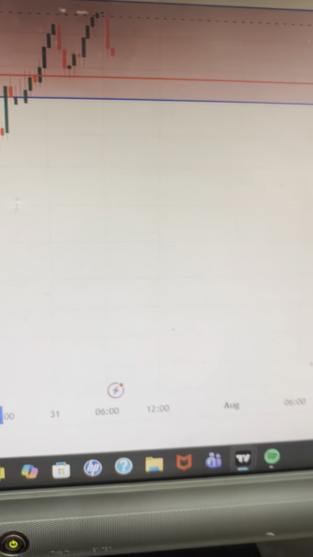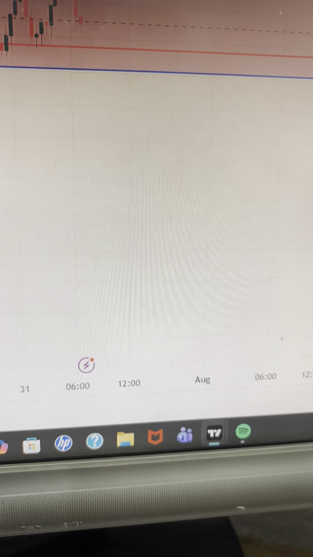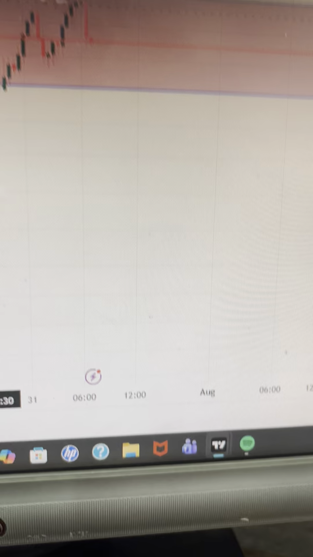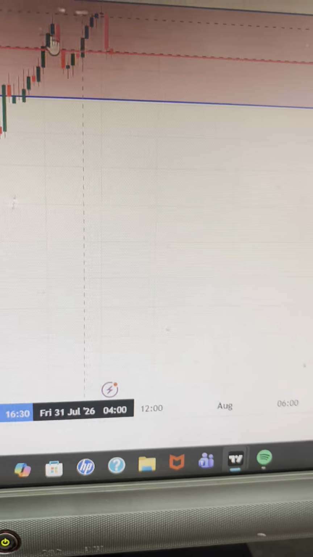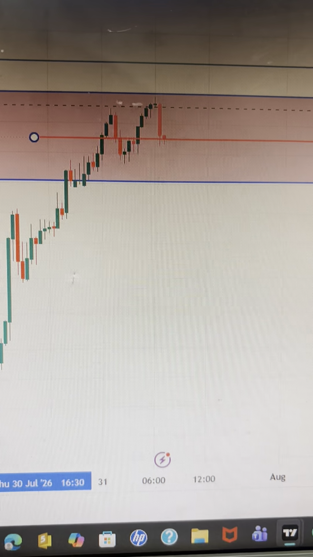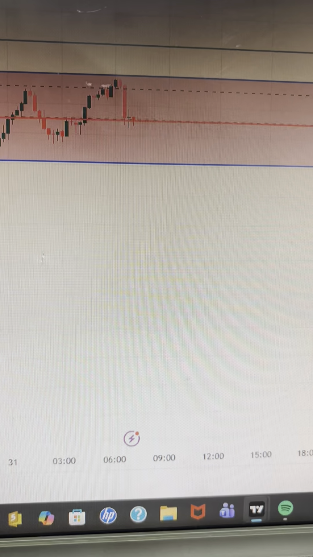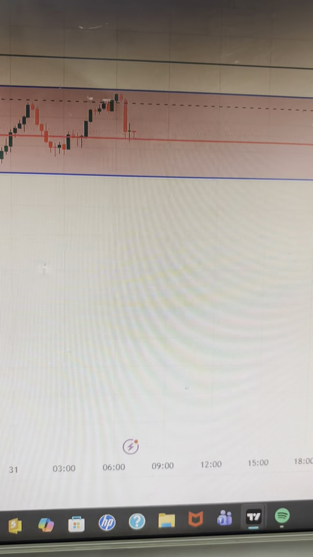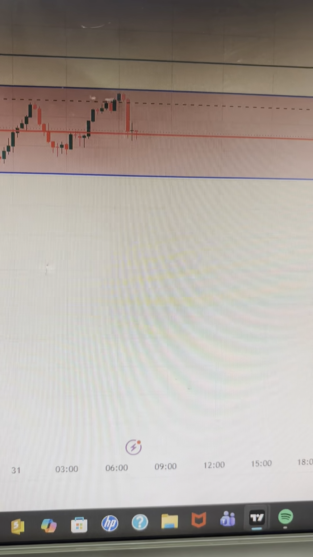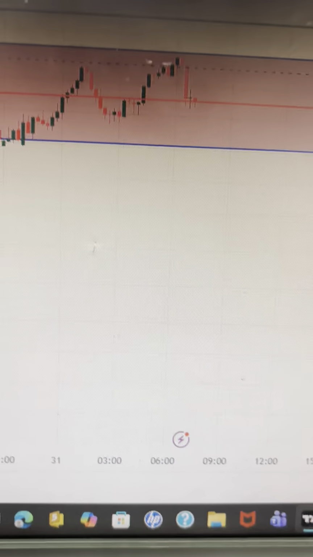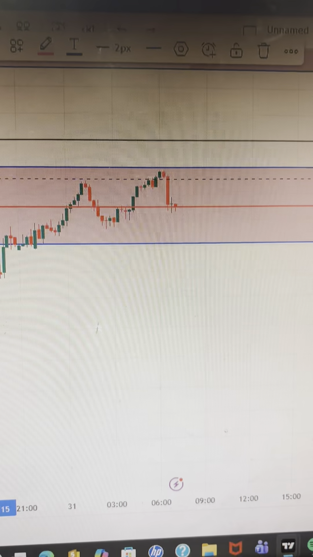So let's see, even on 30 minutes it also failed closing below this level, because it was supposed to close below this level for buys. It failed to do so. Sorry, with my camera. Let's check 15. It also failed to close below this level. So we're still bullish. And then that's 15.